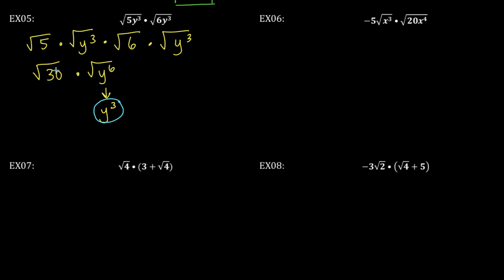And then here, can I pull out 4? No. Can I pull out 9? No. Can I pull out 16? No. So I think I'm done. So I'm going to write y to the 3rd square root of 30.